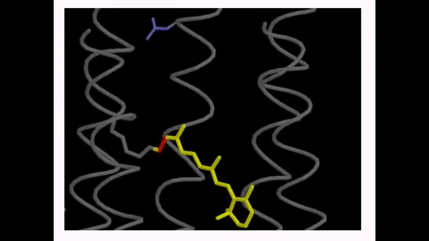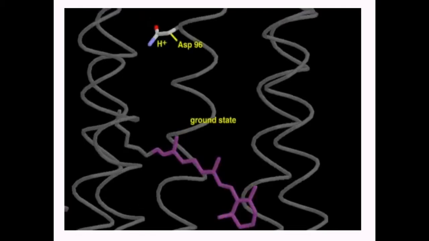The now negatively charged retinal takes up a proton from another aspartate, aspartate 96. This one is positioned towards the cytosolic phase of the protein. Upon reprotonation, the retinal returns to the ground state. Aspartate 96 replenishes its lost proton from the cytosol, and the cycle can repeat. Net result, for each photon absorbed, one proton is pumped out of the cell.